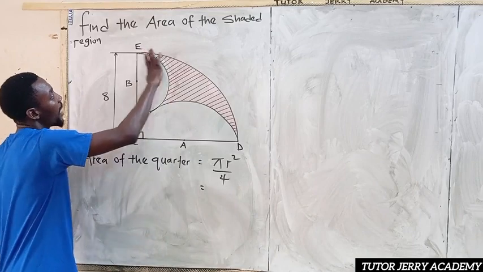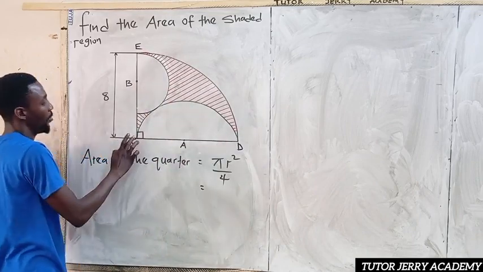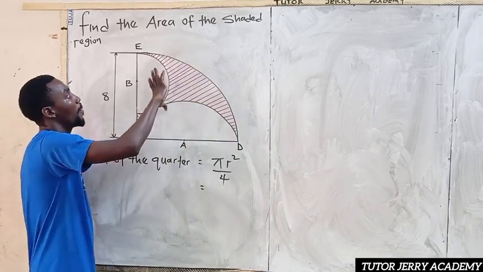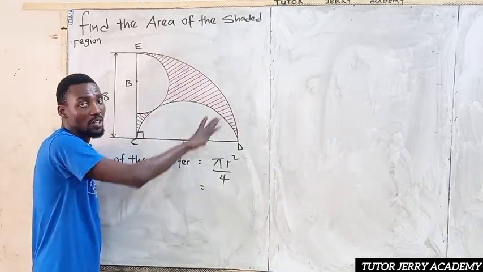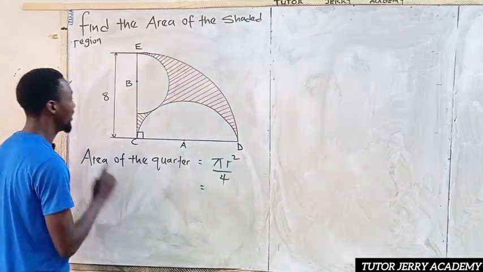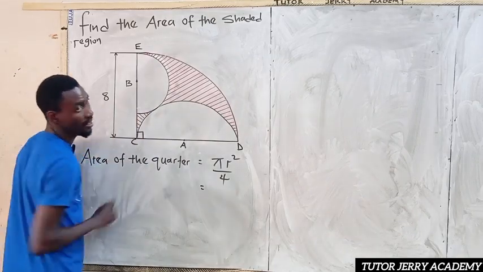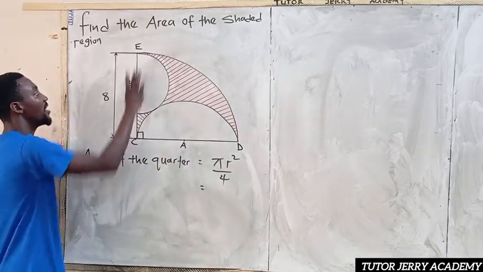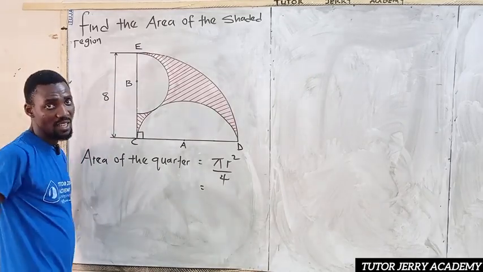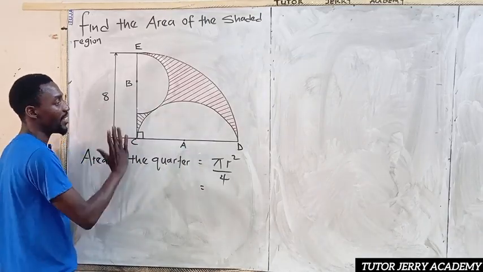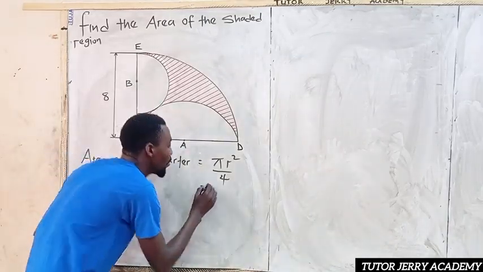Now if you look at this shape, you will observe that the full shape here is just one portion of the circle. So it means that the full length CE will be equal to CD. Is that clear? And CE is given to us to be 8 units. So it means the radius of this full quarter is 8.